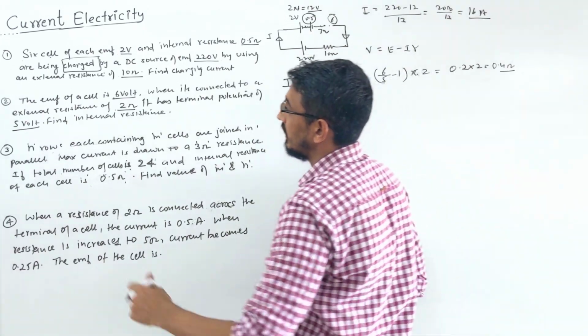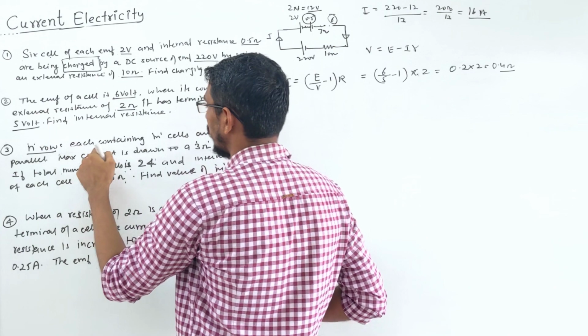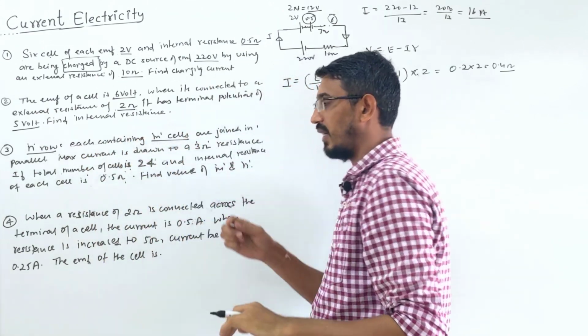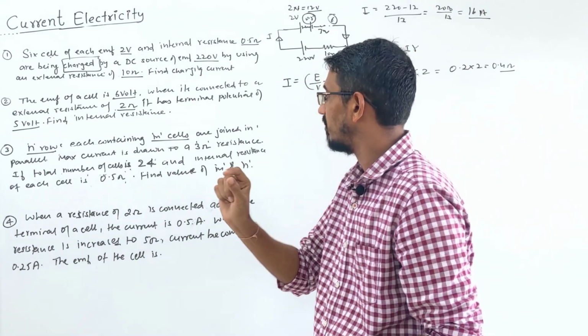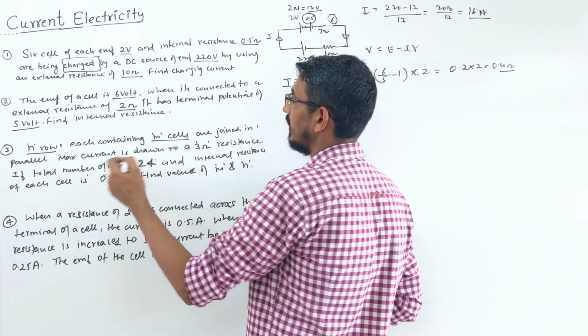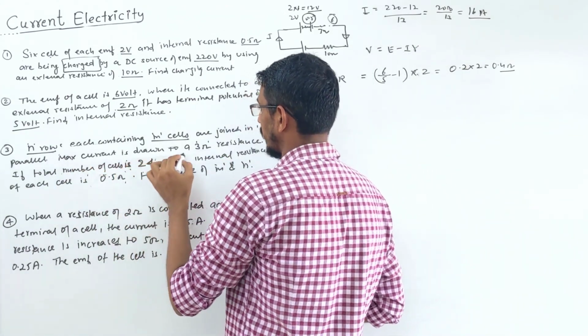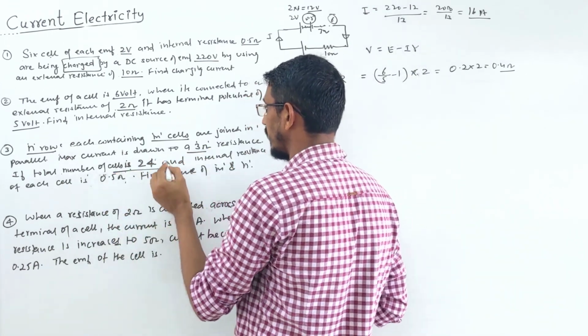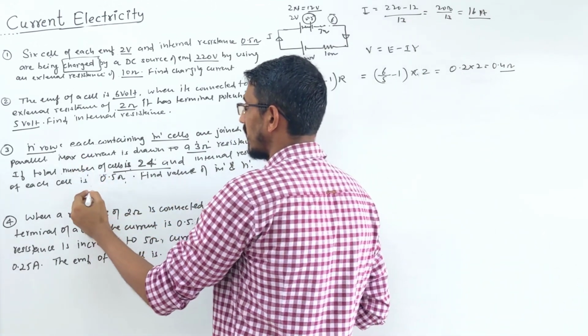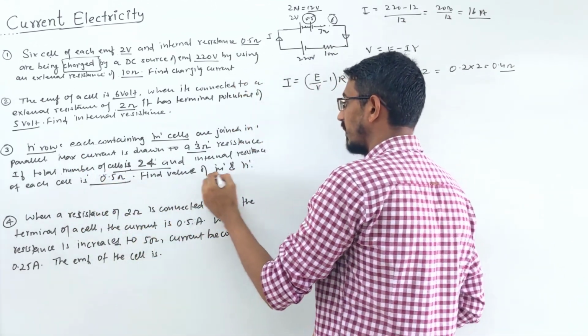It says that N rows are there, each containing M cells. N number of rows are given and each has M number of cells joined in series. Maximum current is drawn to a 3 ohm resistance. Total number of cells is given 24. Internal resistance of each cell is given 0.5. Find the values of M and N.